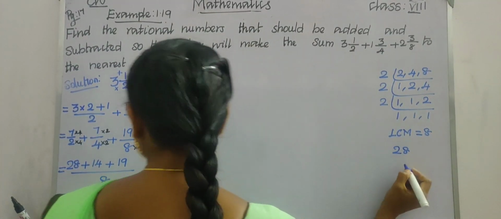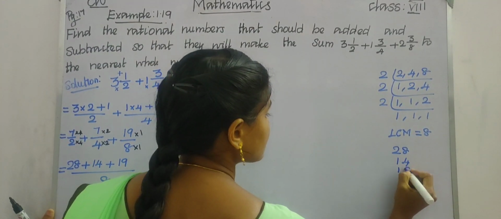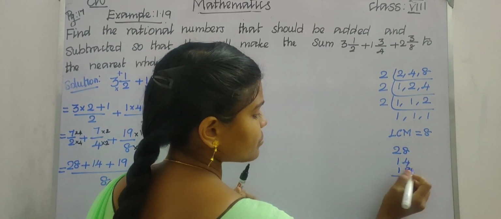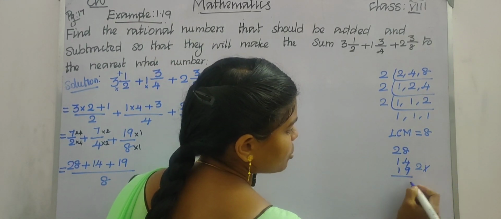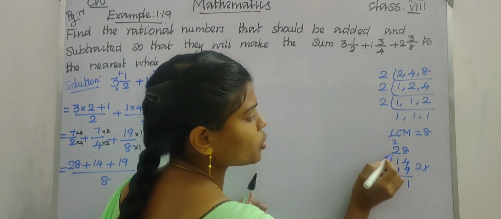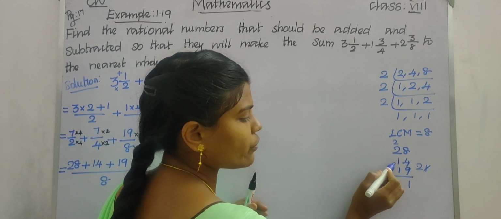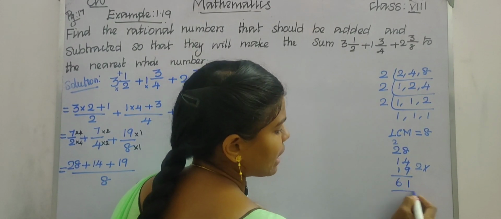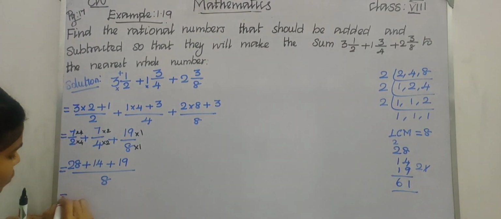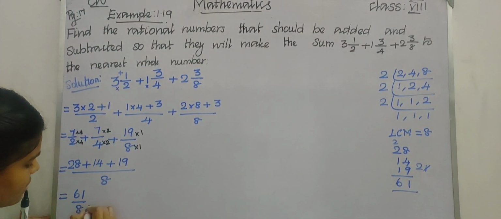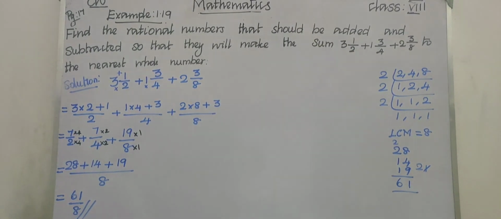28 plus 14 plus 19. Now add. 21, right? So put 1 and here 2. So 2 plus 2, 4. 4 plus 1, 5. 5 plus 1, 6. Okay. We got the answer as 61 upon 8. Okay children, is it clear?